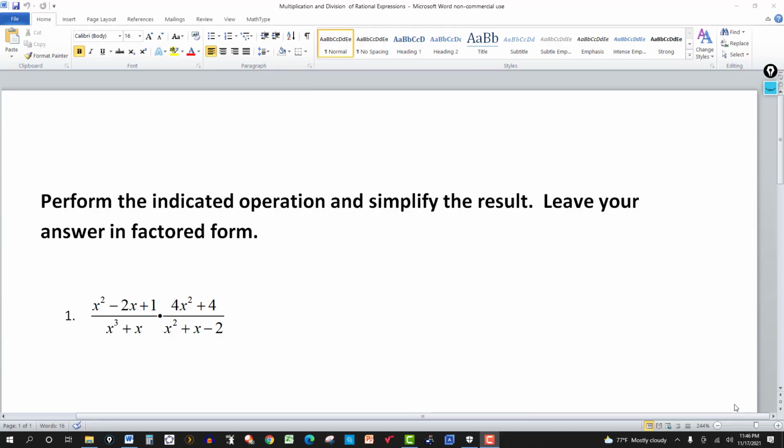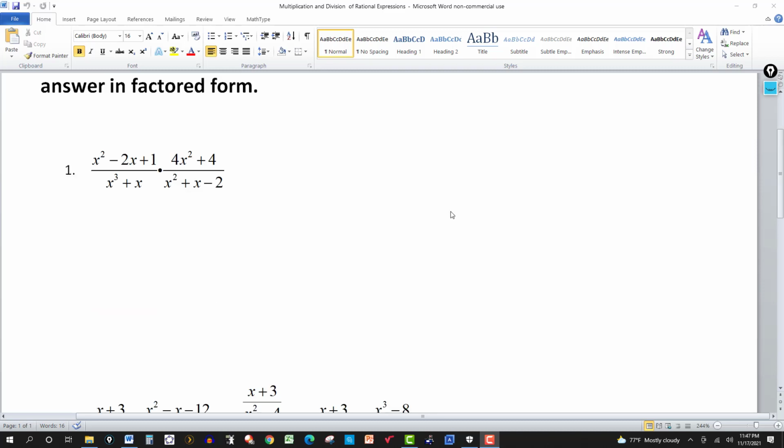In an earlier video, we looked at how to simplify a rational expression. Basically, we just factor the numerator, factor the denominator, and divide out or cancel like factors. So if you had a factor in the numerator and the same factor in the denominator, you could cancel those out or divide them out. Well, multiplication and division pretty much does the same thing. So let's look at the first one here.